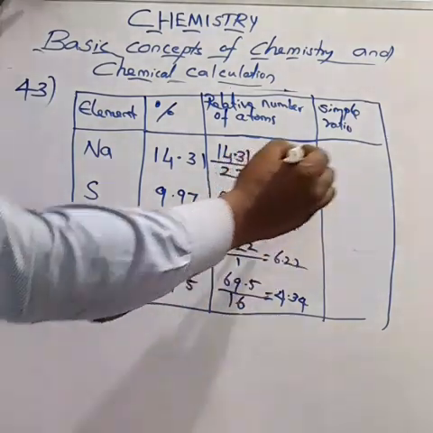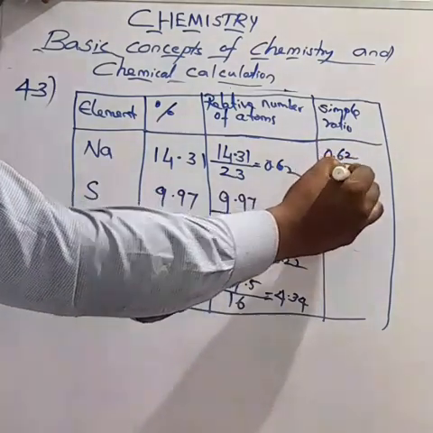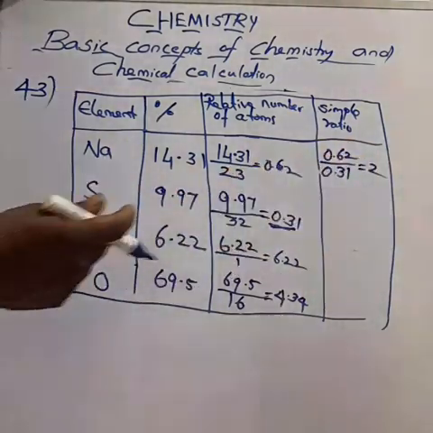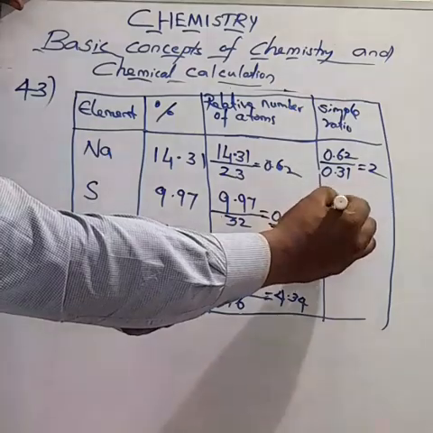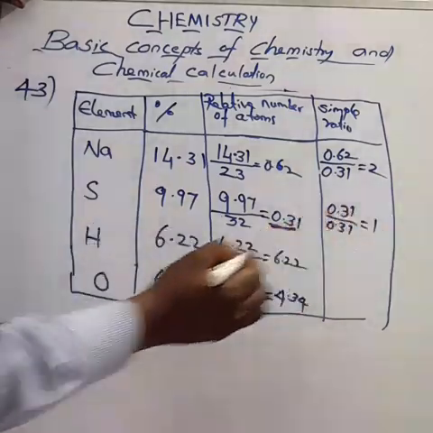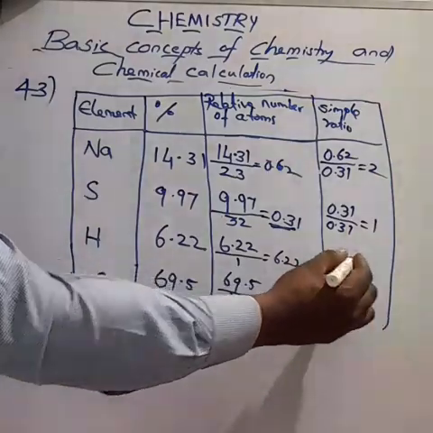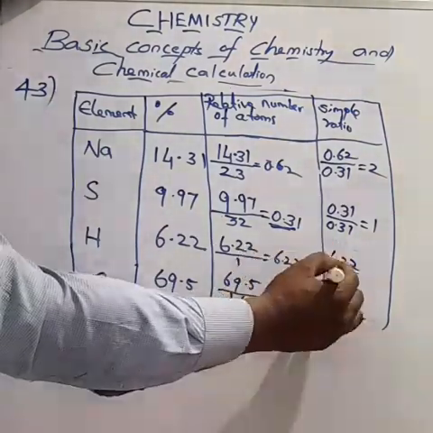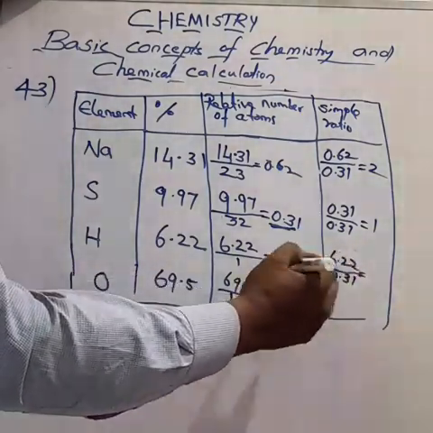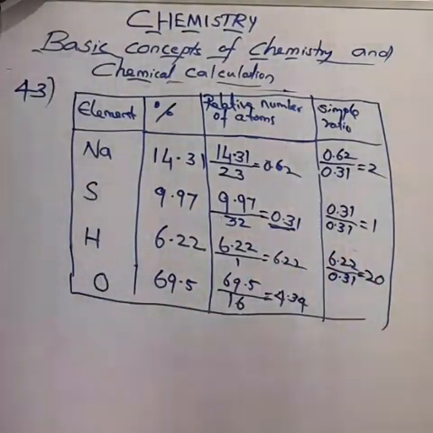First one, sodium, 0.62 divided by 0.31. Just dividing, we get approximately the value 2. Next one, sulfur, 0.31. The least value is also 0.31, so approximately we get the value 1. Same value. Next one, hydrogen. The given symbol ratio is 6.22. The least value is 0.31. If you divide now, we get approximately 20. Please divide and find out the answer.